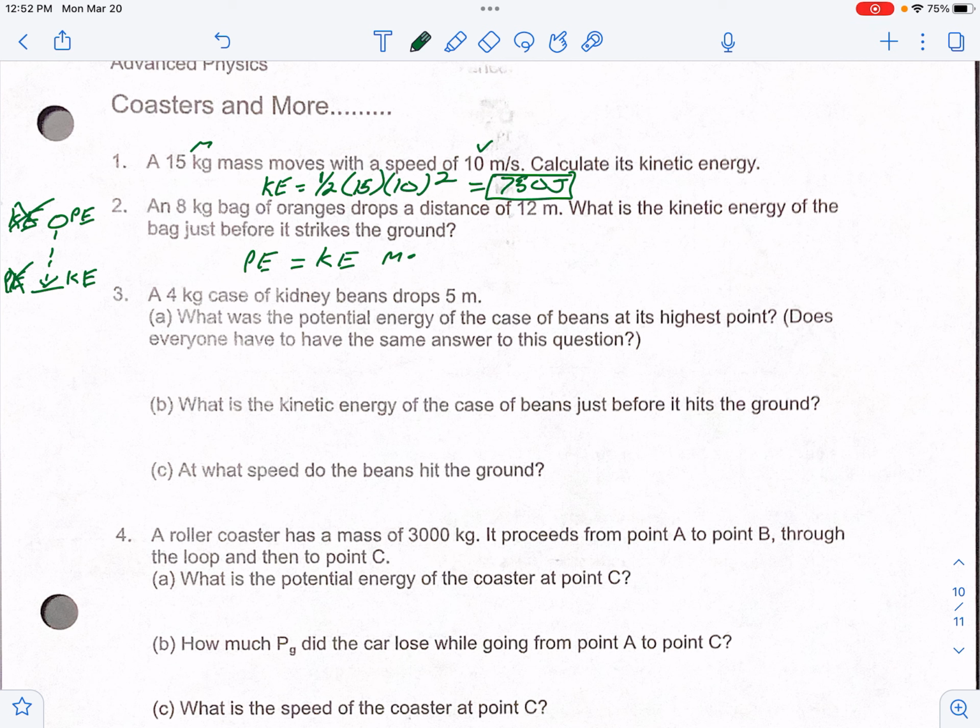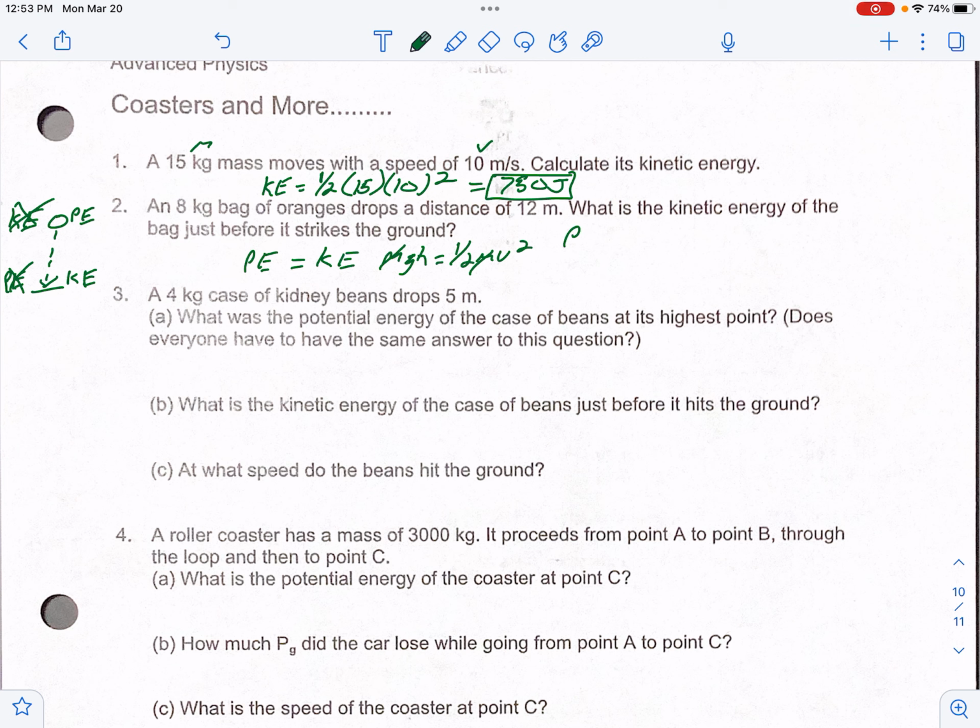So mgh equals 1/2 mv squared. Remember this trick, if mass is on both sides, you can cancel it. Now, in this case, we're not looking for velocity or anything like that. We're just looking for the kinetic energy when it reaches the ground. But this will help you when you get into solving stuff. But in this case, all we wanted to know was the kinetic energy when it hits the ground.